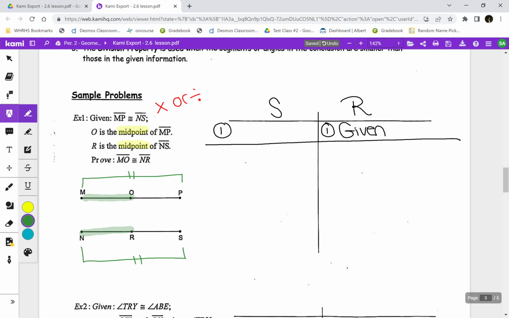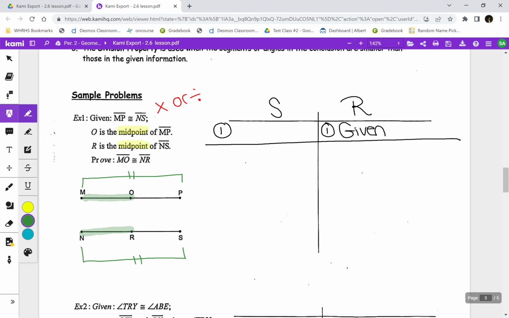Just to show you, would the definition of the midpoint make MO and NR congruent? No. What would the definition of the midpoint make? MO and OP congruent. So this is not definition of midpoint, right? They're in two different segments.